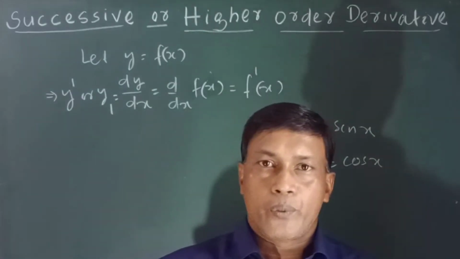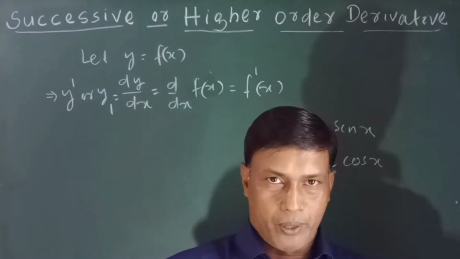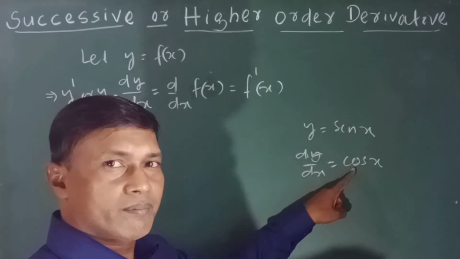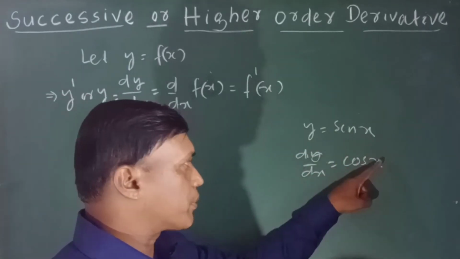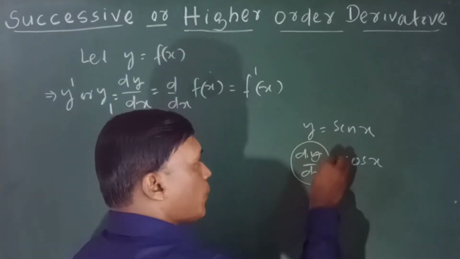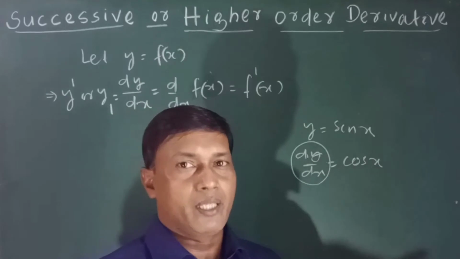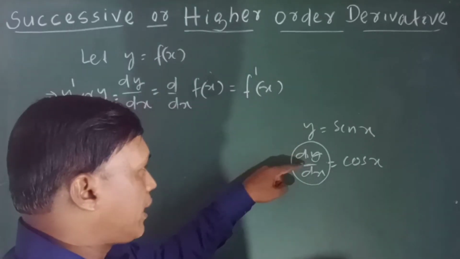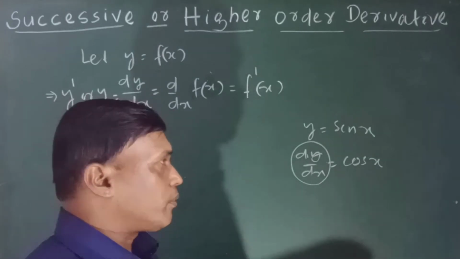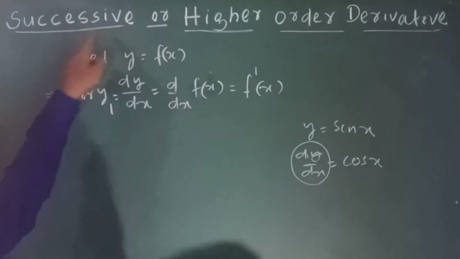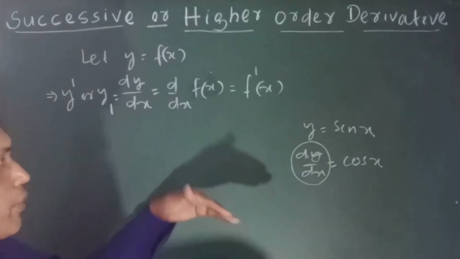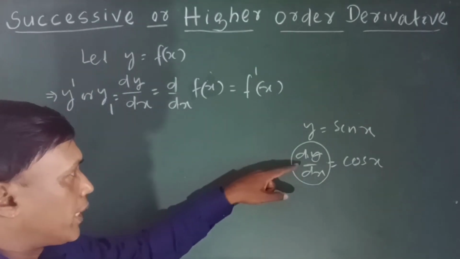Dear viewers, we are generally differentiating a function, but sin x is a function and its derivative is also a function. So if cos x is a function, then it can be differentiated. That means this dy by dx can also be differentiated. That means the derivative of a function can again be differentiated. So now, successive derivative. Successive means one after one. So how can we differentiate the derivative of a function?